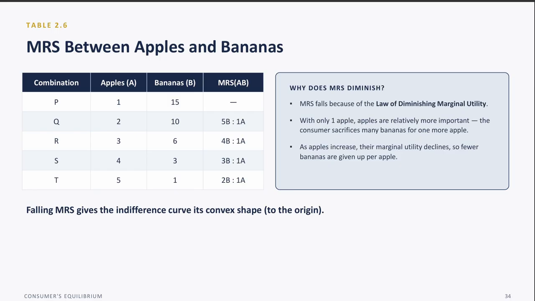Now why does MRS basically diminish? It falls because of the law of diminishing marginal utility. We have already talked about this law. It states that as we consume more and more units of a commodity, the utility derived from each successive unit goes on decreasing, and that is why MRS falls. As apples increase, their marginal utility declines, so fewer bananas are given up per apple. MRS gives the indifference curve its convex shape, which is convex to the origin.